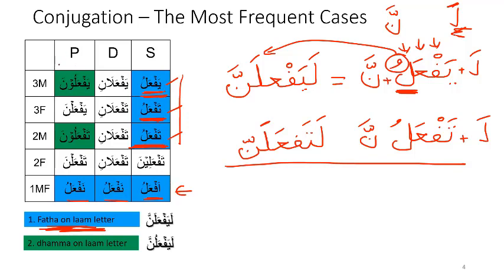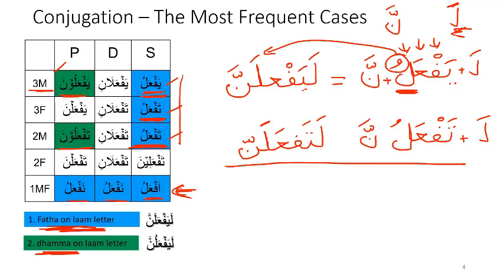Now let's move to the green ones. The green ones are also very common in the Quran. This is third person masculine plural and second person masculine plural. And we say masculine, but yaf'aluna refers to men and women. So if you are referring to a group of men and women, which is often the case, then it's yaf'aluna in third person and taf'aluna in second person. The rule for this is similar, except that we will now have a dhamma on the lam letter.